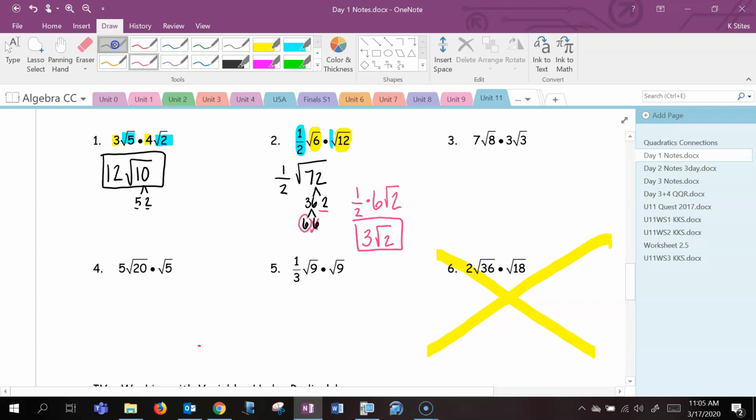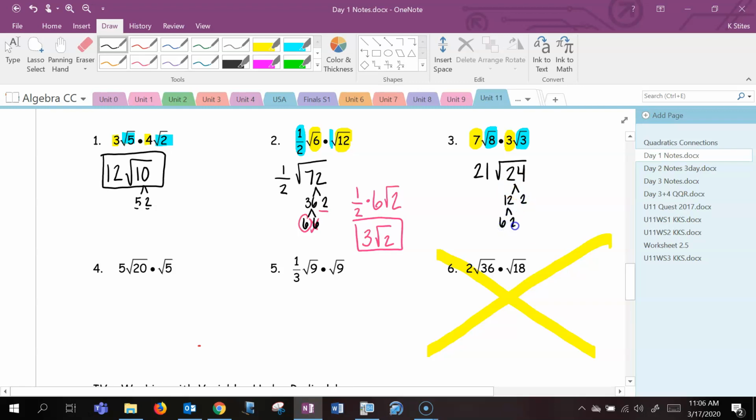Okay, let's try it again. Outside times the outside. 7 times 3 is 21. Root inside times the inside. 8 times 3 is 24. Don't worry about the 21. Worry about what's under the root. Is that something we can break down? Well, yeah, it is. So I'm going to do 12 and 2.